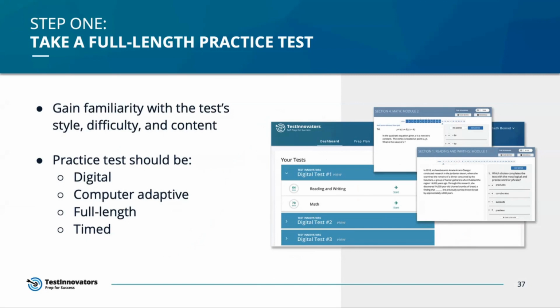When you're practicing for the digital SAT, you should make sure the practice tests you're using are both digital and adaptive. They should also be full-length tests that are timed. So you really want to get used to what it feels like to take this computer adaptive test.